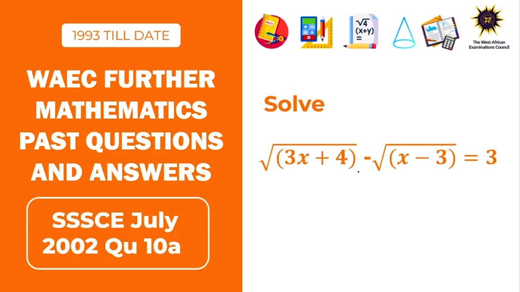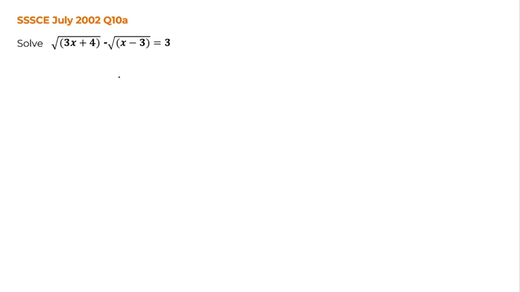In today's video, we want to look at the WAEC Further Mathematics past questions and answers for SSSCE July 2002 question number 10A. This was the problem that came during SSSCE July 2002 question number 10A. They were given this radical equation and they are to solve and find the solution for x. Alright, so let me write down my solution.